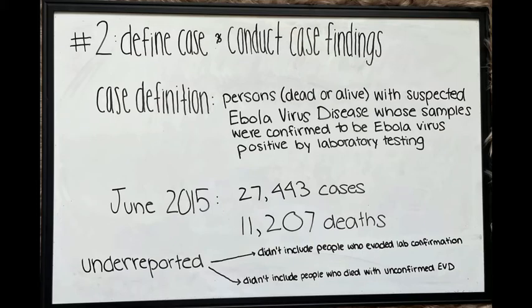Confirmed Ebola virus disease patients were defined as persons, dead or alive, with suspected Ebola disease whose samples were confirmed to be Ebola virus positive by laboratory testing. In June of 2015, a total of 27,443 cases were reported, although case numbers were believed to be underreported.